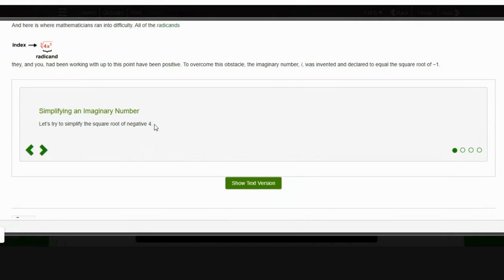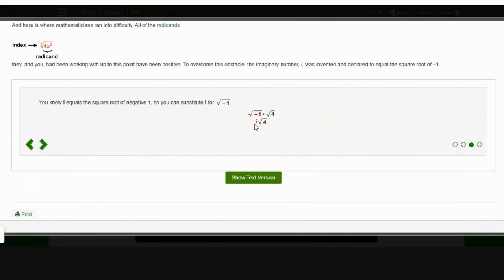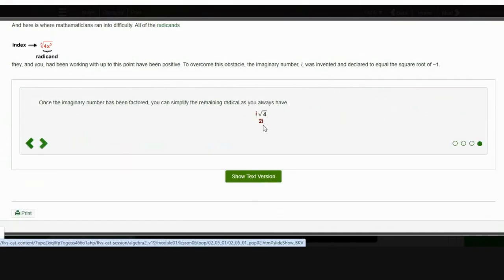Let's try to simplify the square root of negative 4. So the square root of negative 4 is the same as the square root of negative 1 times 4. And we'll use this a lot. Which means we can just change this to an i. i times the square root of 4. Because that's what we call the square root of negative 1. It's just i. So i times the square root of 4. And we know what the square root of 4 is. It's 2. So the solution to the square root of negative 4 is 2i, because i is the square root of negative 1.